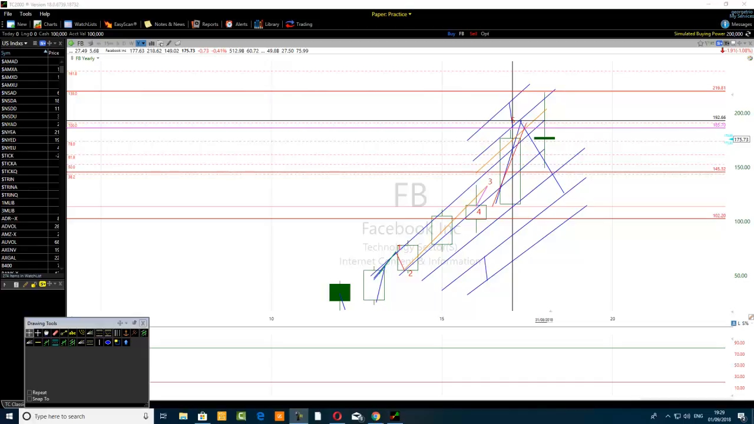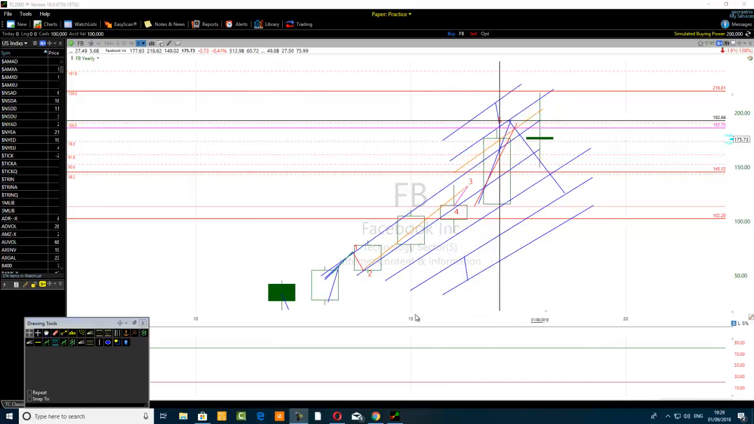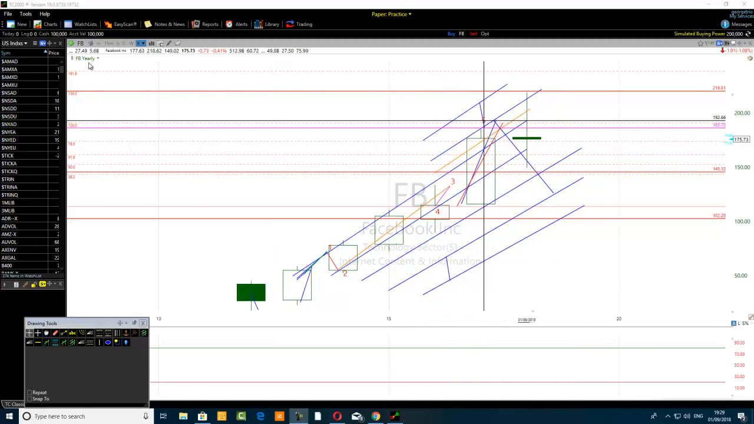All right, so let's get started. Fearless Elliott Wave Analysis, Facebook and Wave Count Techniques. So what I usually do, I go to the yearly chart, because I'm using TC2000 charting software. You can quickly see what is going on. You have the bigger picture.